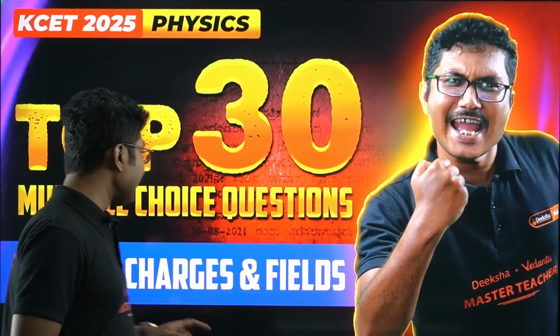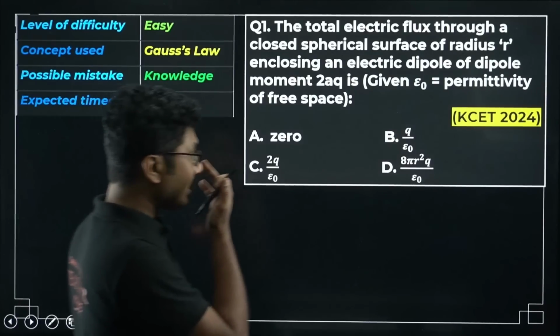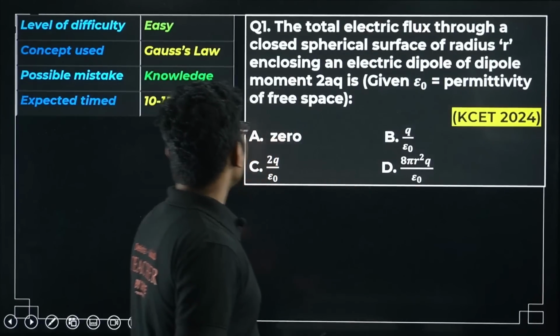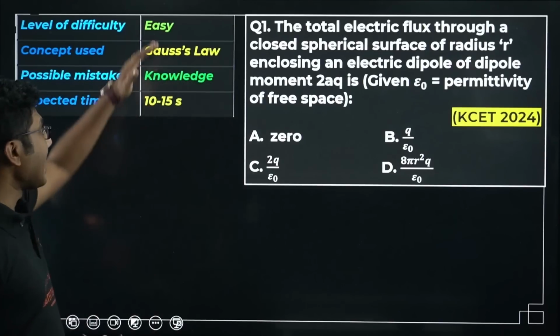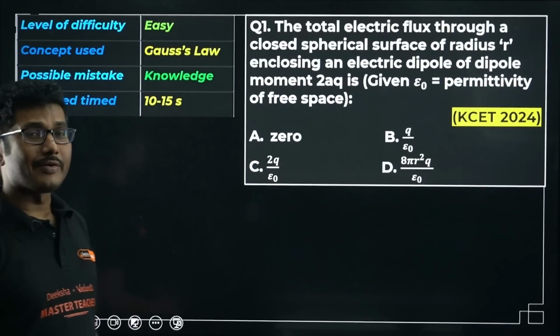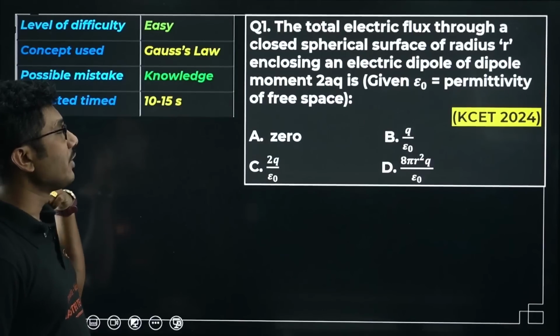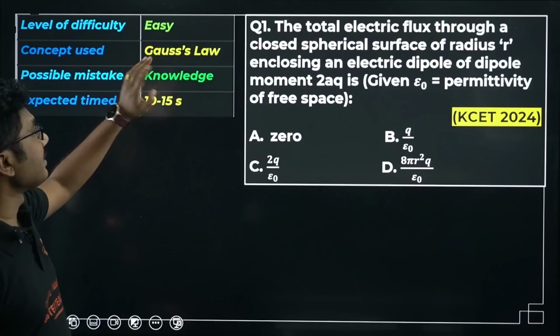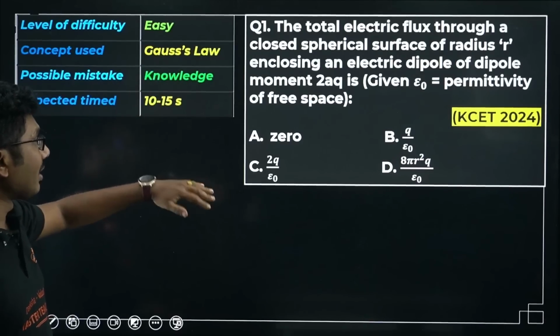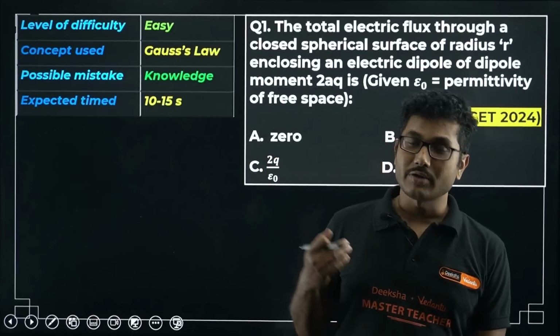Okay, so without any delay, let's start with today's session. First question is from KCET 2024. As you can see, I have prepared this for all of you to understand the level of difficulty, how difficult the question is and how quickly you should solve this question. This question is based on Gauss law. It is a knowledge based question. 10 to 15 seconds is the average time required to solve this question.